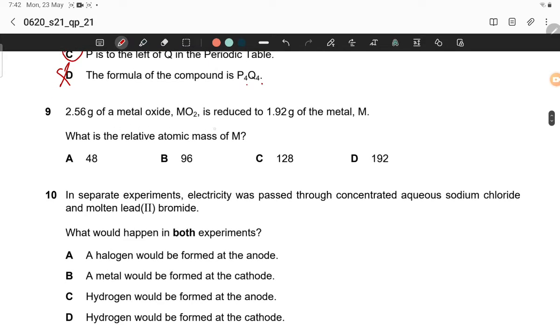2.56 gram of metal oxide is reduced to 1.92 gram of the metal M. What is the relative atomic mass of M? 2.56 gram of metal oxide, this is MO2. 2.56 gram of metal oxide MO2 is reduced to 1.92 gram of metal M. It means 1.92 gram of metal M.